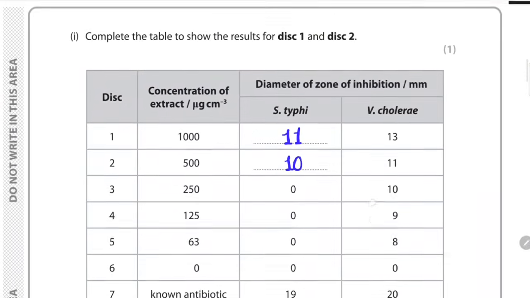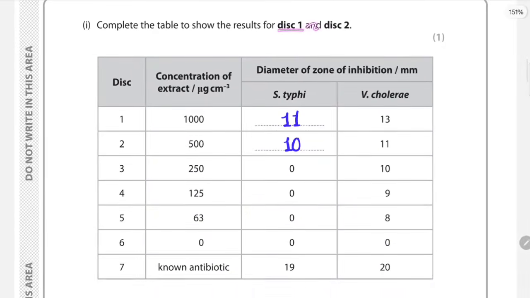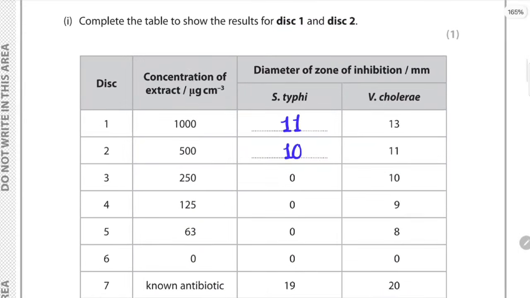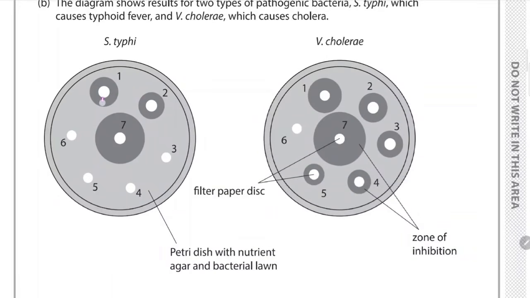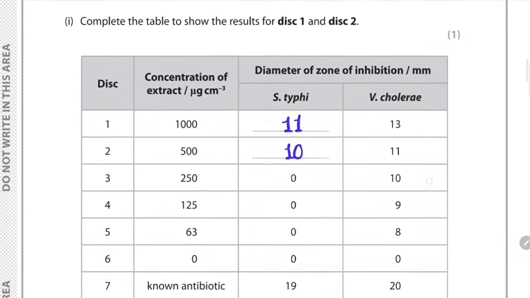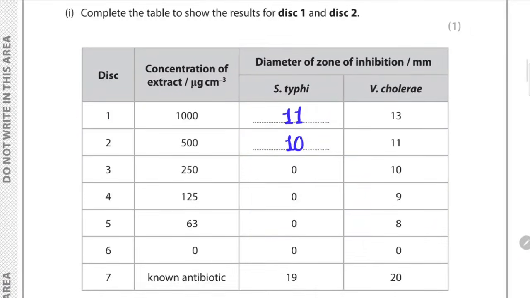Let's see the questions. Complete the table to show the results for disc 1 and disc 2. Okay, for disc 1, I chose number 11. It's going to be very relative here. I can see that the disc 1 for S. typhi here has somehow less zone of inhibition than number 1 in V. cholerae, and at the same time it's also bigger than number 2 here. It looks bigger than number 2 and less than number 1 in V. cholerae. So I choose a number in between them, which is 11.